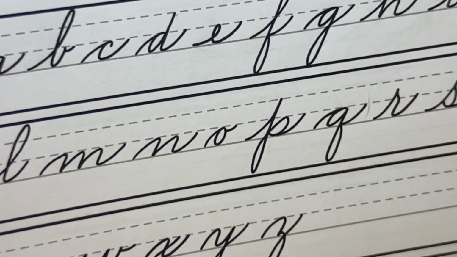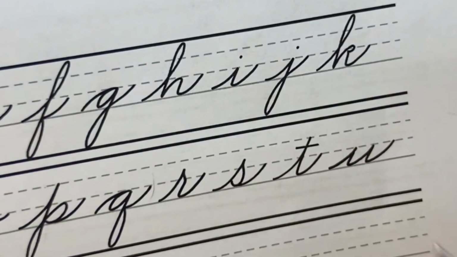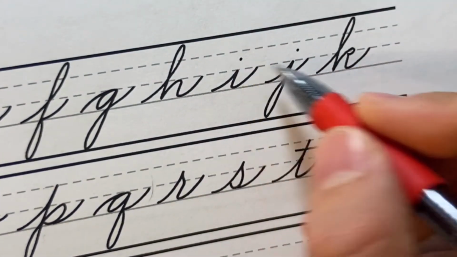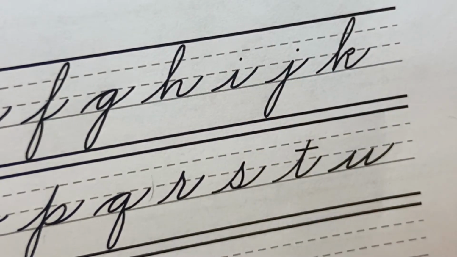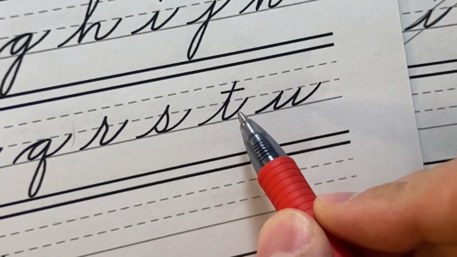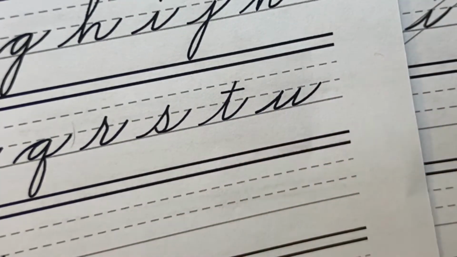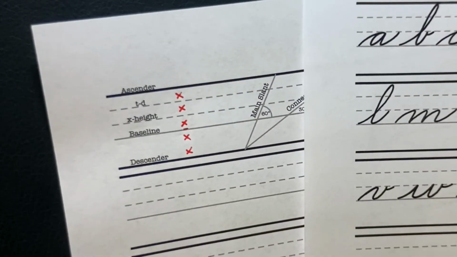It also helps us frame in some other elements of our script, like let's say the dot on the I and the J. Those go halfway between the X height and the TD line. I'll talk about that when we cover those letters. And the cross on the T goes halfway between the TD line and the X height. All right, so that's the scaffolding, that's the cursive grid as far as the guidelines go.